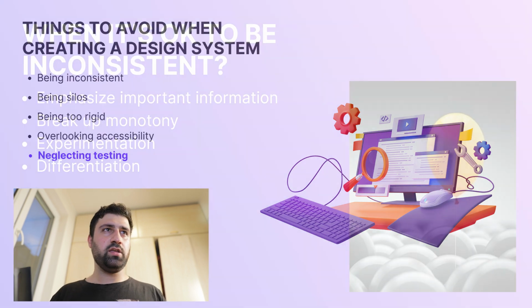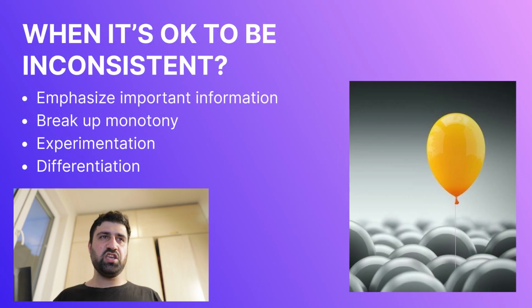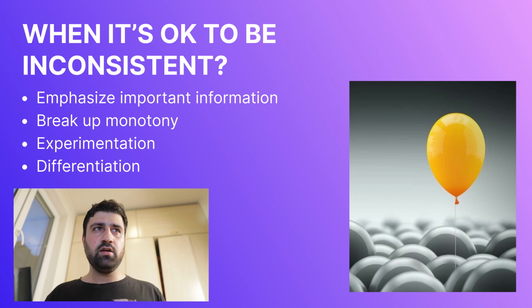When it's okay to be inconsistent. Okay, you can be inconsistent. For example, when you want to emphasize some important information, inconsistency can be used to draw attention to an important part, or action, or text, or whatever it is.